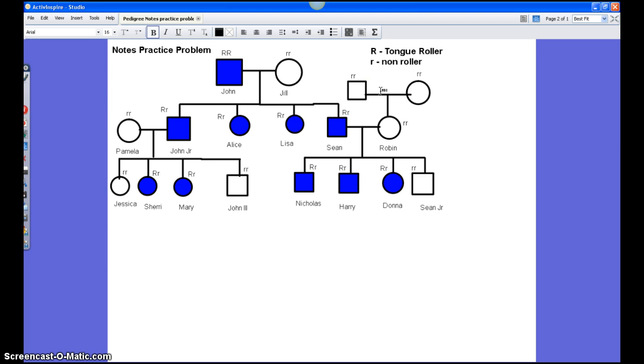That just gives you an idea of what a pedigree would look like. Hopefully you were able to come up with something very similar. You are going to practice doing some of these in class.